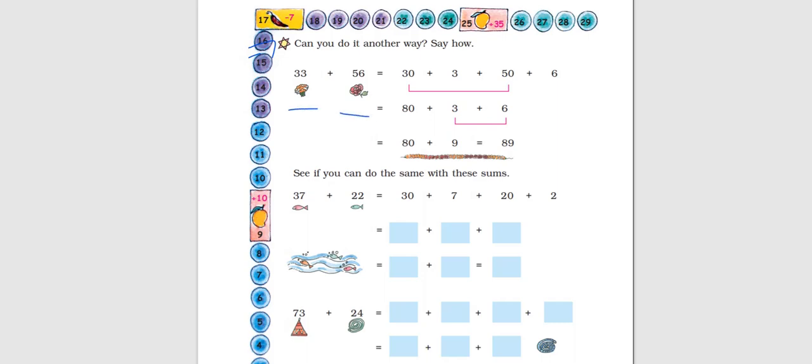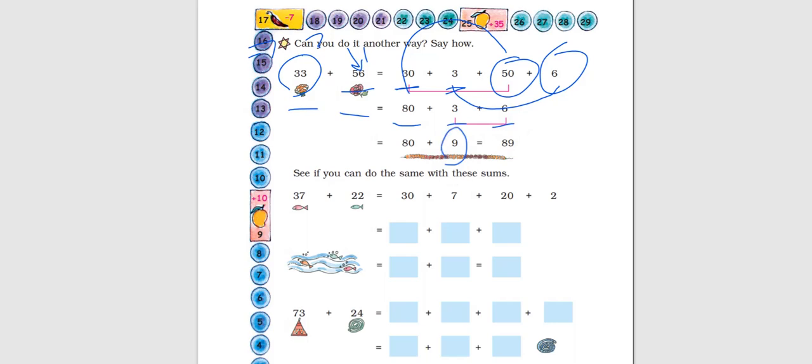33 and 56. Similarly, we will say 33 as 30 and 3. You have 3 tens and 3 ones. 3 tens is 30 and 3 ones is 3. And 56, you have 6 in ones place and 5 in tens place. 5 tens you have, that is 50. So if we add up the tens first, which is 3 tens and 5 tens, you have a total of 8 tens, which is 80. Now let's add up all the ones. You have 3 ones and 6 ones, which is a total of 9. So now you add up 80 and 9, you get 89.